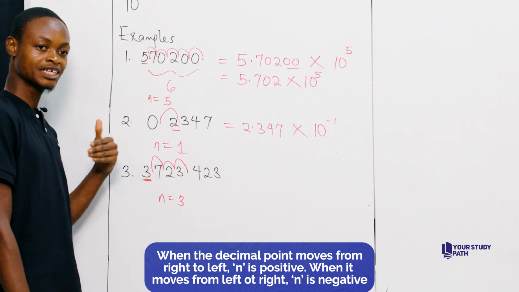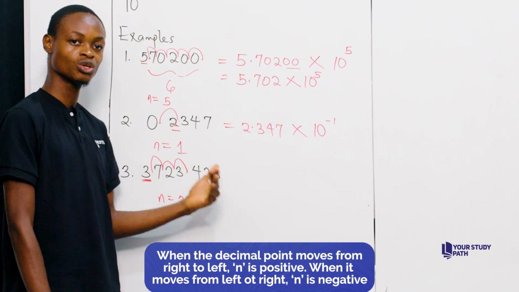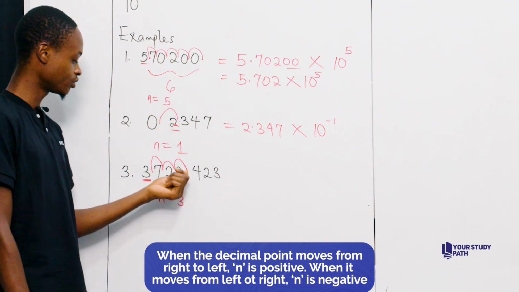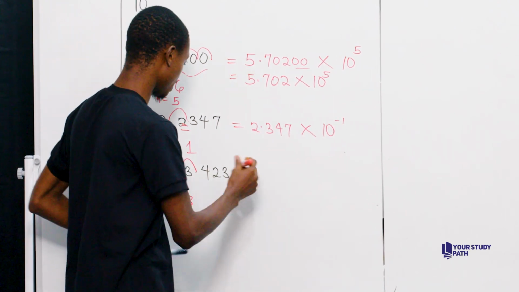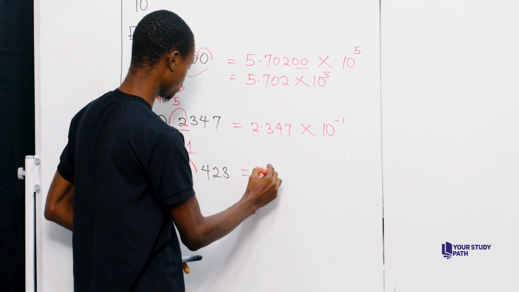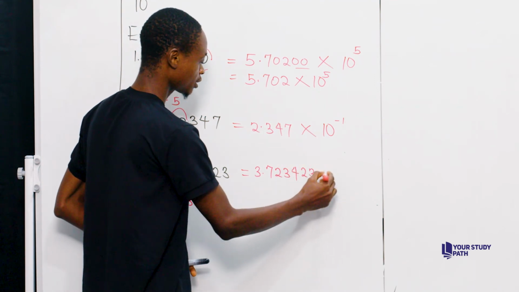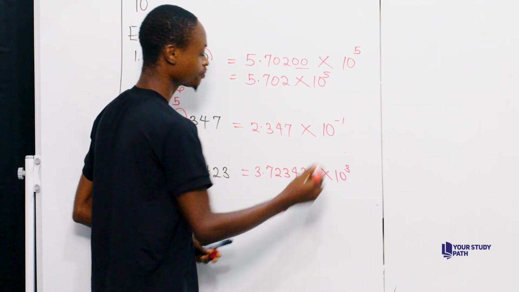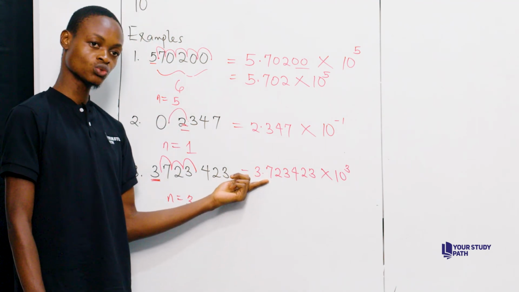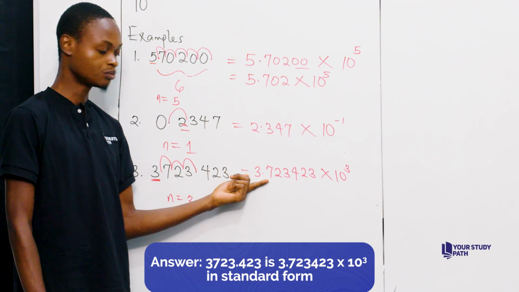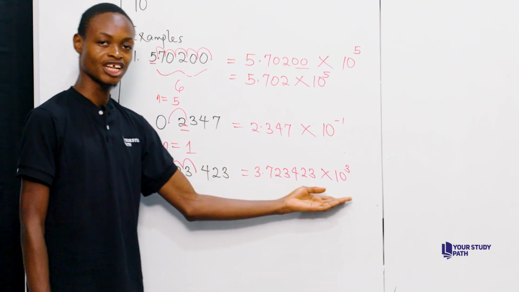Remember, if the decimal point moves towards the right, it's negative. If it moves towards the left, then it's positive. So this is moving towards the left, so it remains positive. So you have this as 3.723423 times 10 raised to the power 3. We have now achieved our goal of having just one single non-zero digit before the decimal point, and this would give us our standard form.